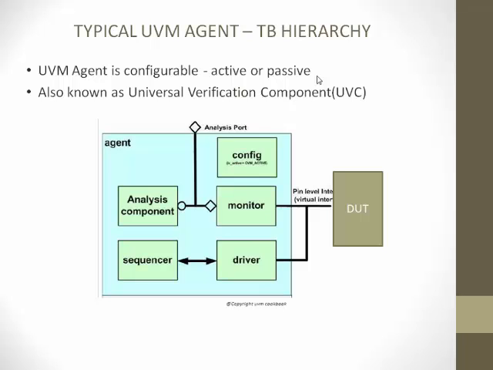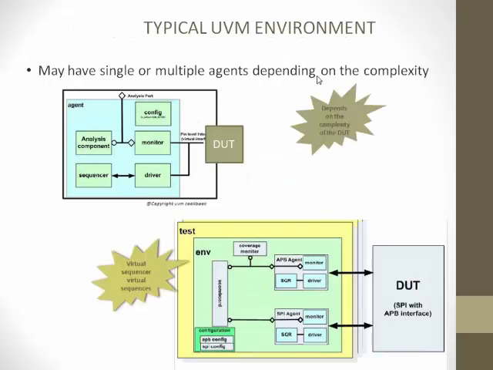Now, given a design specification, how do you choose whether I need one agent or multiple agents? How many agents do I really need? Let's say you're verifying a block. Given a block, you can definitely have one single agent to verify that block. However, if the block is very complex, then one agent would definitely become much more complex.